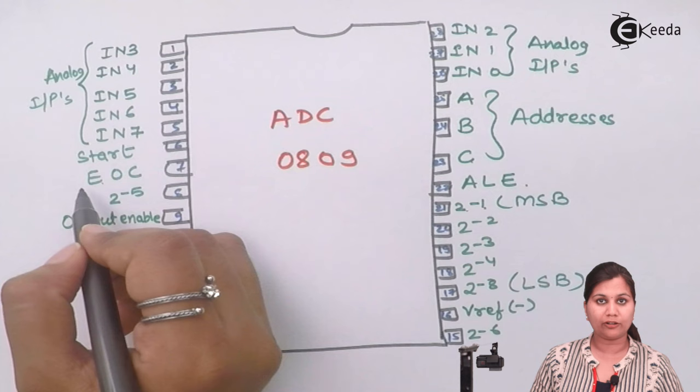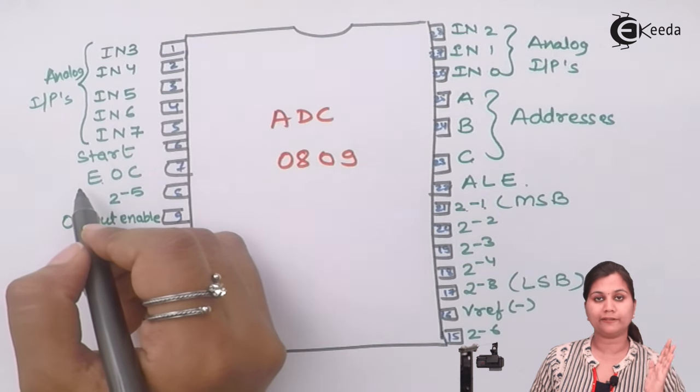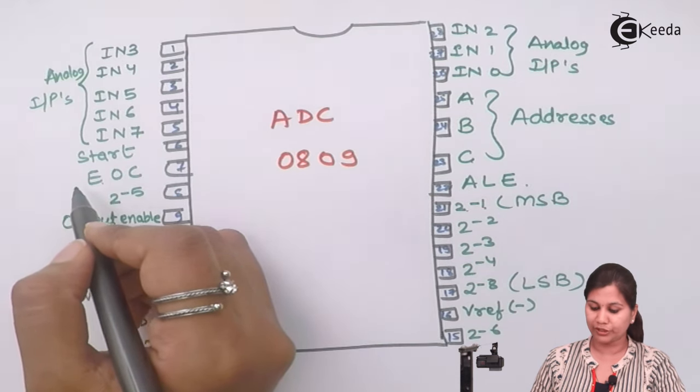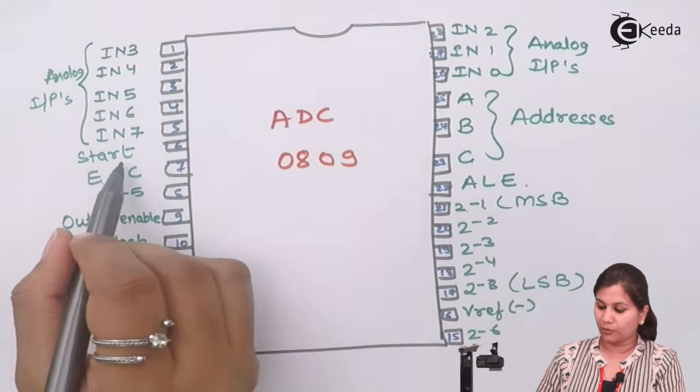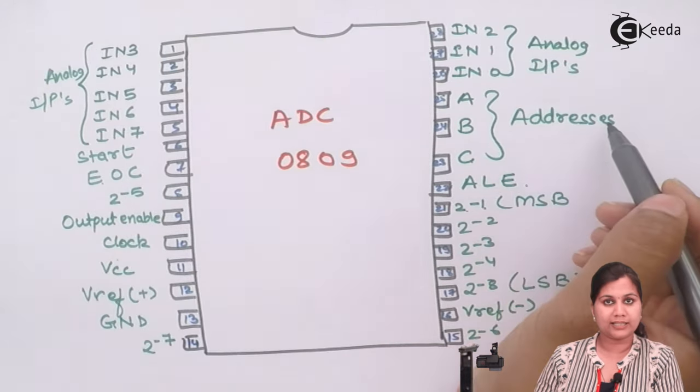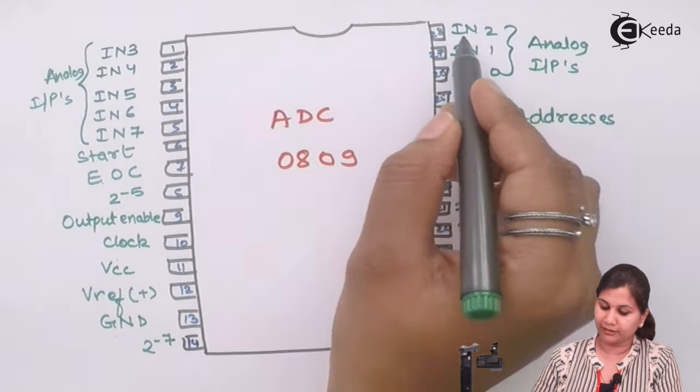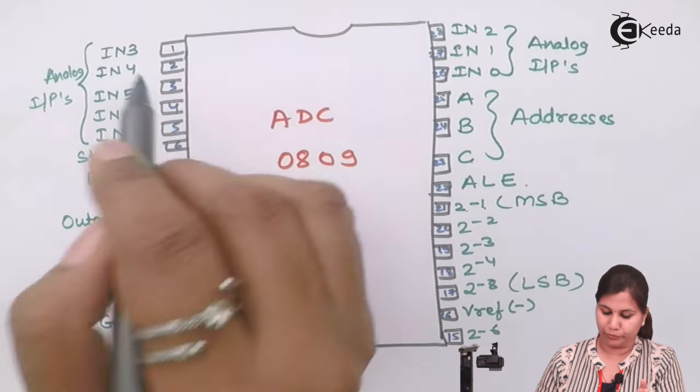EOC means end of conversion, meaning the analog signal has been converted into digital signal. Start is to start the conversion process. Okay, ABC is for selecting the addresses and these are the 8 analog inputs.